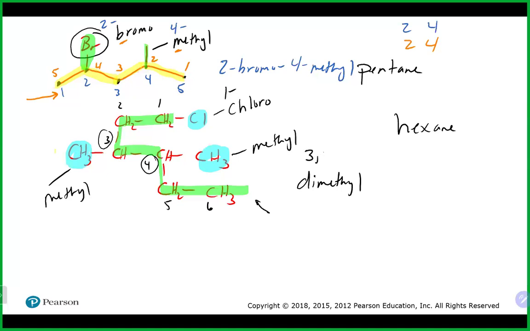Remember, we need a comma between those two numbers, and we do have to give both of them. And again, a reminder, even if they're on the same carbon, you have to give the number twice. So that's everybody. We're going to go alphabetical order. In this case, remember, we're looking at the C versus the M. We don't look at the prefix here. So the di is sort of ignored. And putting all that together, that's going to give us a 1 chloro 3,4 dimethyl hexane.